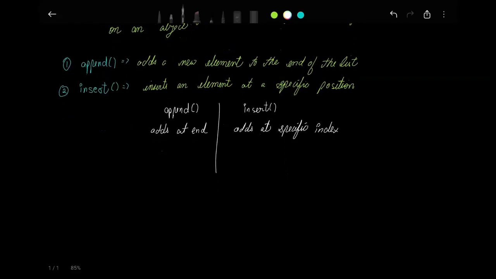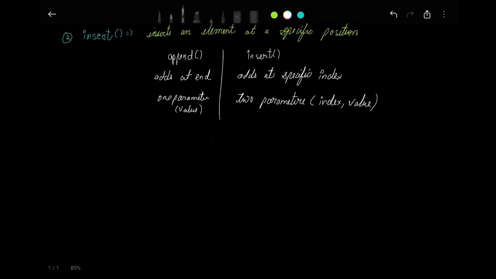In append, we pass only one parameter, that is our value. While in insert, we have two parameters, the index at which we want to add a value and the value. So this is the primary difference between append and insert. The next method that we have is extend method.